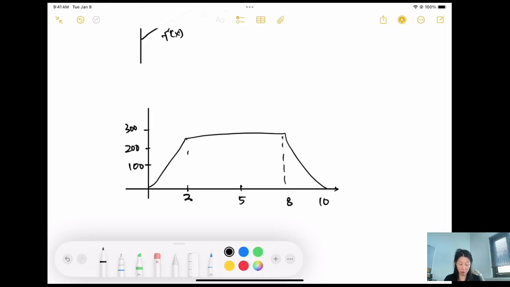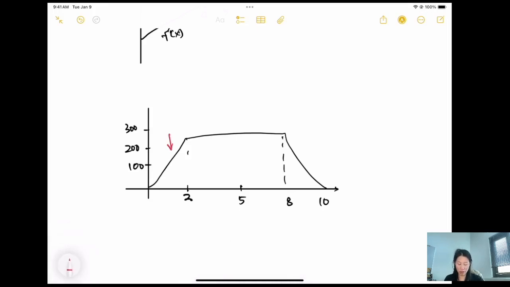Okay, with our previous experience, you already know that this part is going to be positive, above the x-axis. This part is going to be negative, so that means it's below the x-axis. So what does this mean?